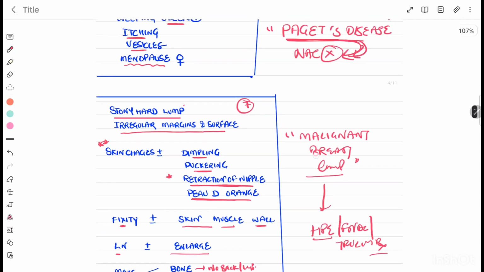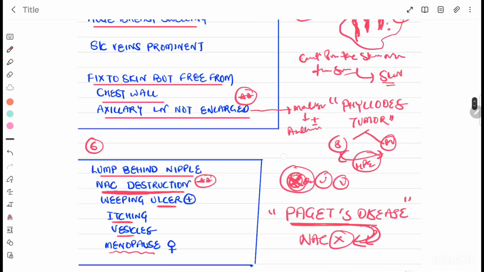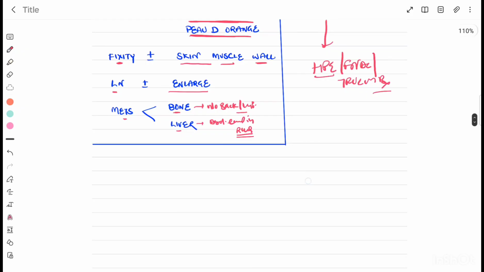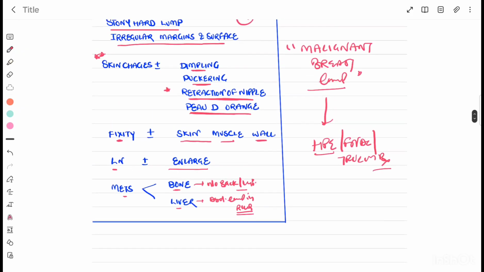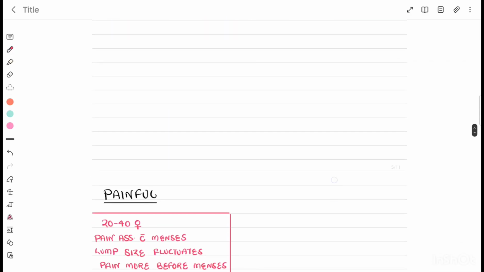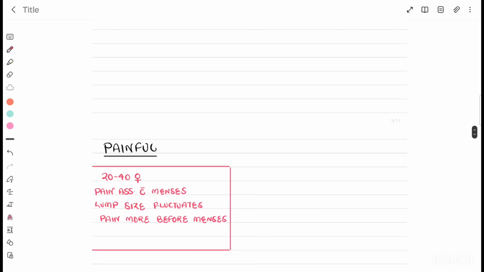So these are the 7 painless lumps with details, and on the history and examination findings you can make a probable diagnosis. So after this painless lump, we are now going to discuss the painful breast lumps.